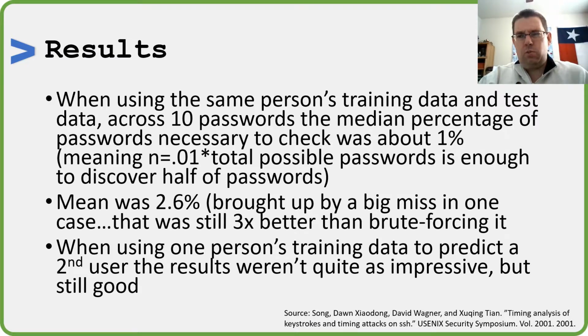And then actually there was just one that was like 14, 15, 16%, something like that, that made the mean, sorry, made the mean a lot longer. It's 2.6 instead of 1, but they were able to get a lot of passwords with not nearly as much effort. Now they extended this to take training data from one person and apply it to a second person, and while the results weren't quite as good, which you would expect going from one person to another, it was still able to improve greatly on just brute forcing the password.